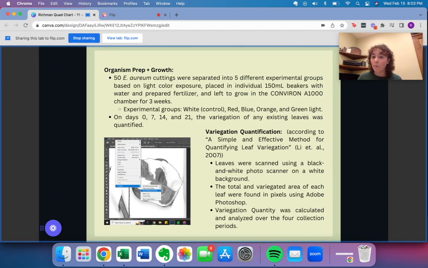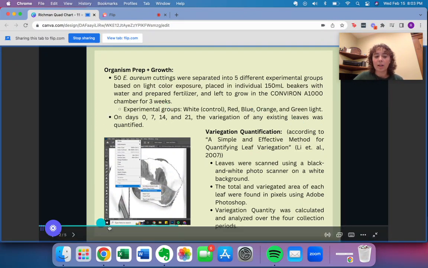And with ample water, they were kept at 120 mils of liquid, 100 mils of water, and 20 mils of fertilizer for 3 weeks, 21 days. And on days 0, 7, 14, and 21, the variegation quantity of any existing leaves in that experimental group were quantified through a procedure outlined in Lee et al. 2007, simple and effective method for quantifying leaf variegation.